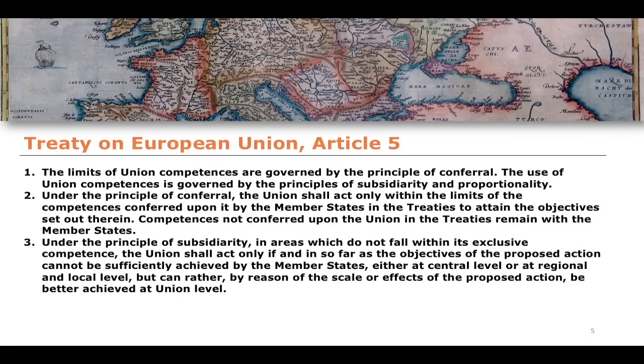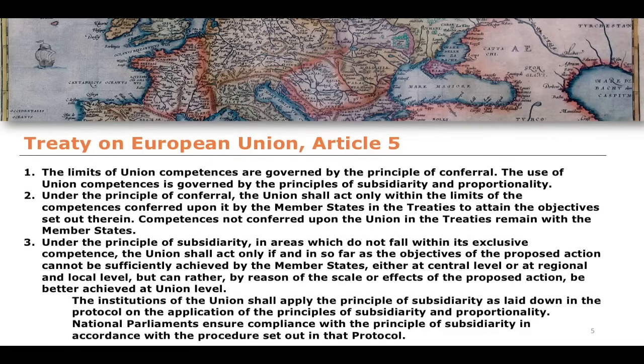So what the principle of subsidiarity tells us is that there may be some areas where it's not explicitly set out in the treaties that the European Union should have this power, but it makes sense for the European Union to have this authority given the size and the scale of the action in question. Then it makes sense for the member states to essentially delegate that authority to the European Union, just because it's more practical for everybody else.